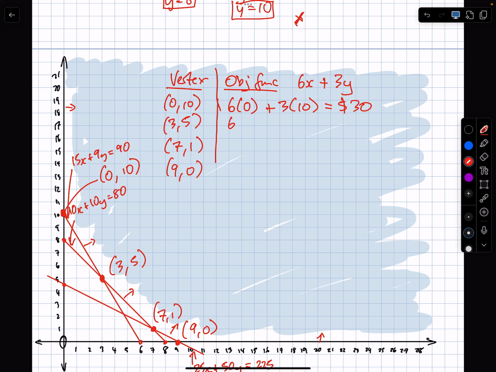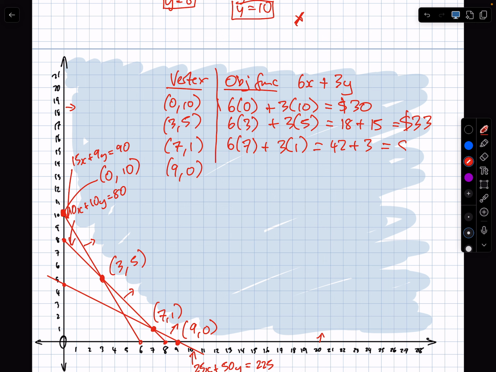If I did 6 lots of 3 plus 3 lots of 5, 6 times 3, 18, plus 15, 33. That costs more, so that's not going to be the minimum. 7 and 1, 6 lots of 7 plus 3 lots of 1. 6 times 7, 42. Plus 3, that's even more expensive, 45. So no. 6 lots of 9 plus 3 lots of nothing. 6 times 9, is that 54? I think so. I'm not good with my times tables.